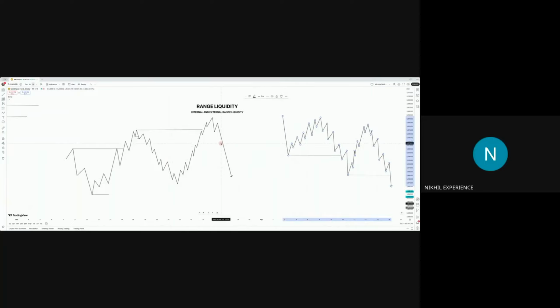Now, looking at this structure, this is our range low, this is our range high. What is a range? When you open your charts, you go to the higher time frame to mark key levels. Then you go down to the medium time frame to mark your structure. This range is now where you want to trade.